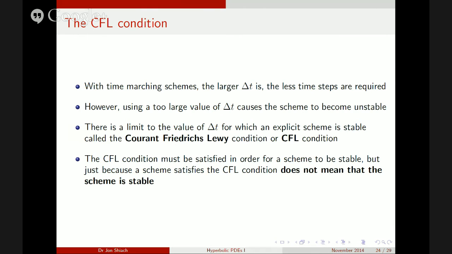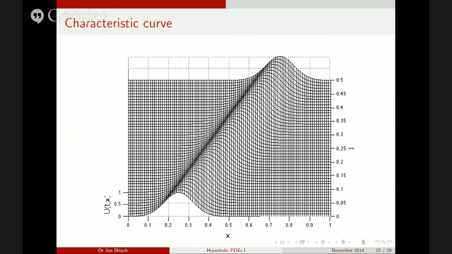So this is our first sort of protocol for when we're looking at stability. For computational reasons, we want delta t to be as large as we can have it, but we still need to make sure this condition is satisfied. One of the first slides I showed you today was about the range of influence and domain of dependence, so we're going to use that in a minute. But before I do that, I want to introduce the idea of the characteristic curve.